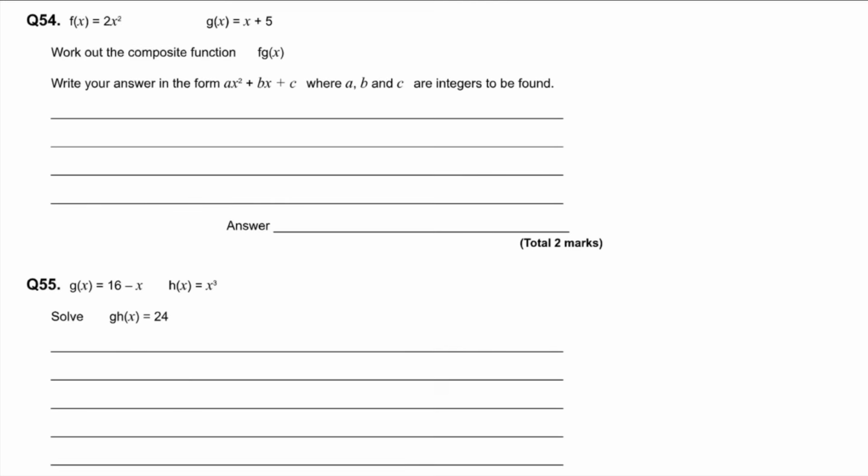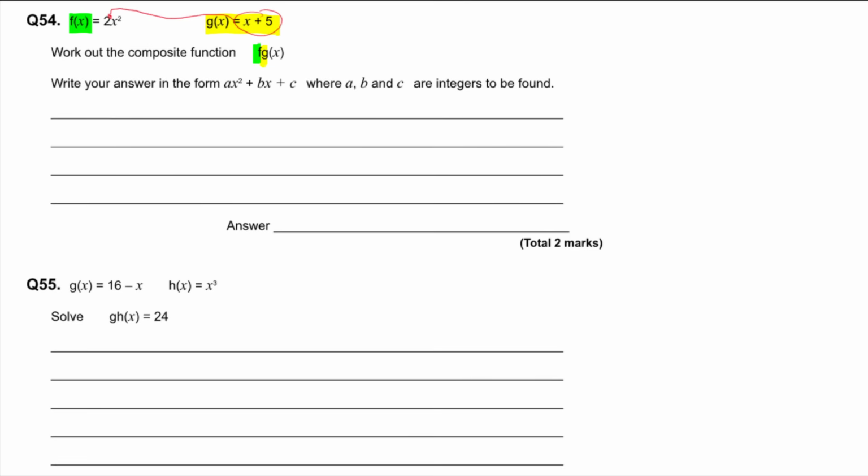Okay. Question 54, f of x equals 2x squared and g of x equals x plus 5. Work out the composite function f of g of x. Okay, so this is what I thought it said earlier, so I'm going to do what I did earlier, which is to take my g of x, the one on the inside, and pick this up and drop it in where I see the x in the second function, the function on the outside. So g is on the inside, f is on the outside, so I take g of x and plonk it in f of x, don't I?